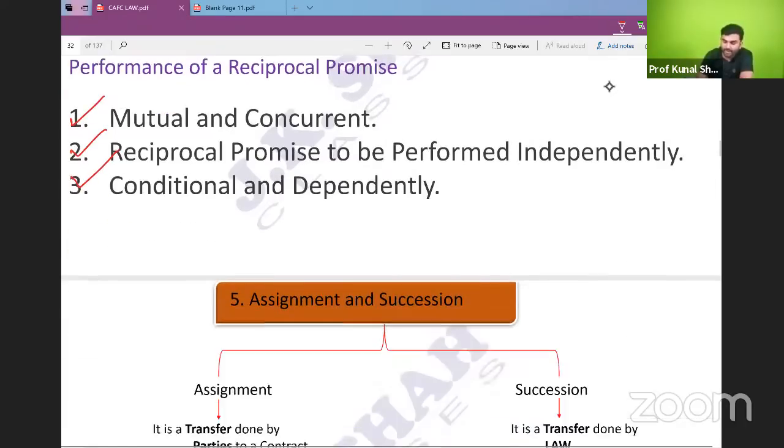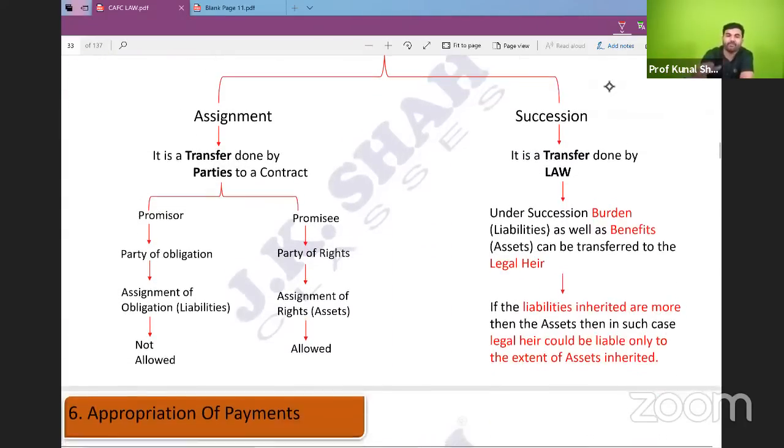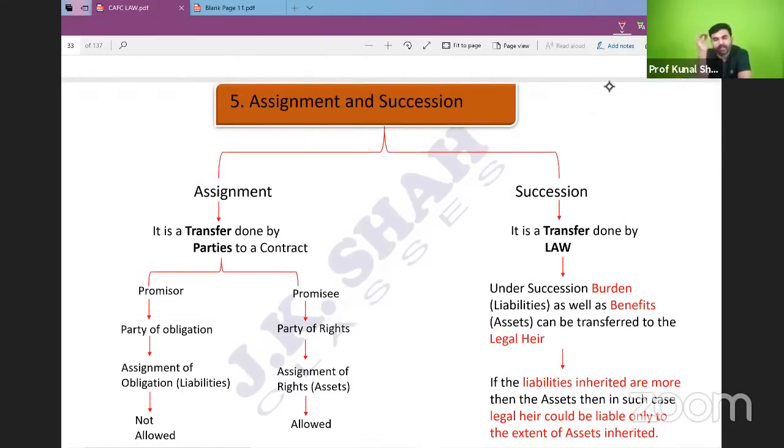Let us go on to the next part, that is point number 5, which talks about assignment and succession. First of all, what do you mean by assignment? The word assignment stands for transfer. In a similar way, the word succession also stands for transfer.